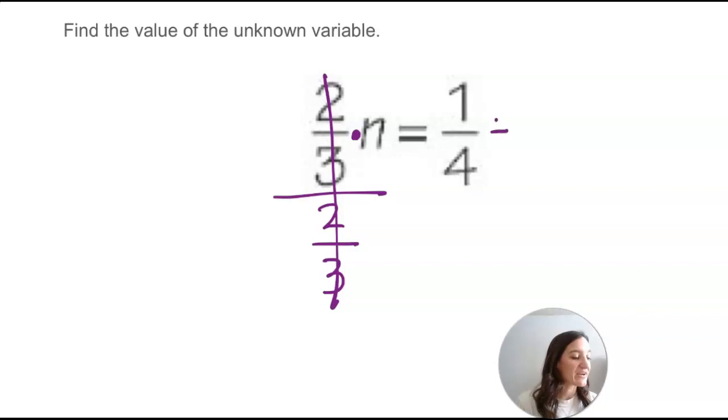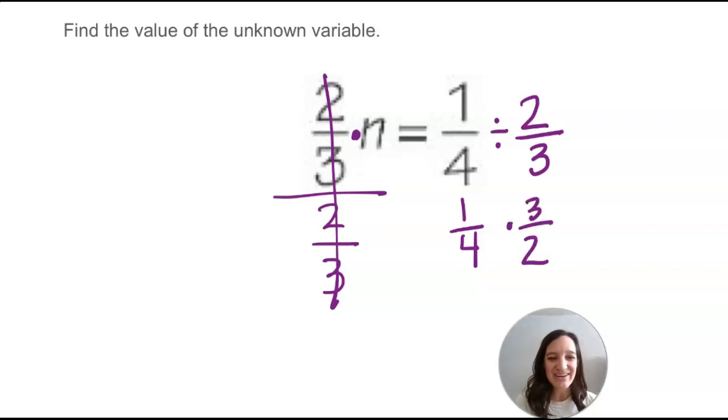Now over here, let's do it this way. 1/4 divided by 2/3. Do you remember to keep, change, and flipperoo? Yeah, that's awesome. So when we keep, change, flip, we're going to see if we can cross simplify, which we can't. So let's just multiply straight across now.